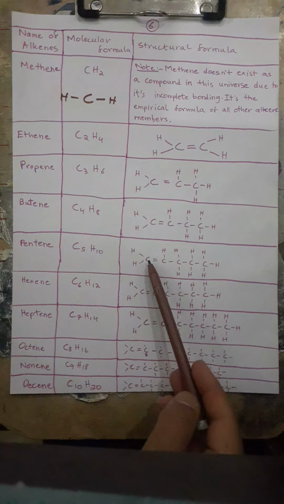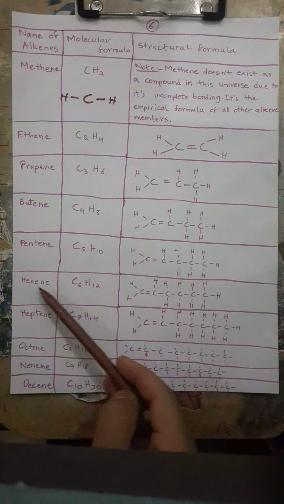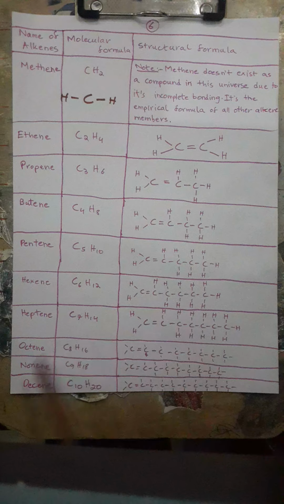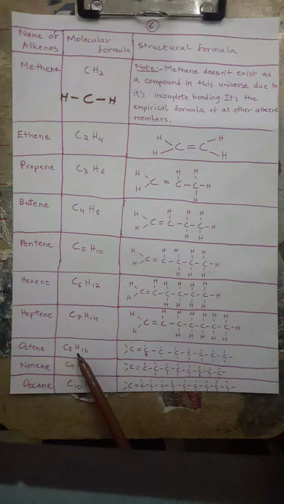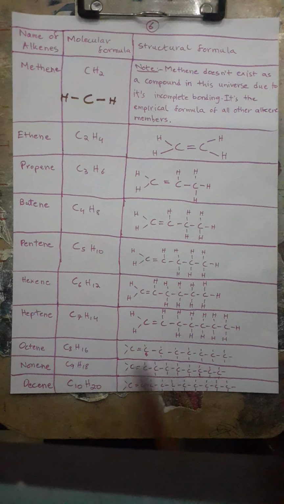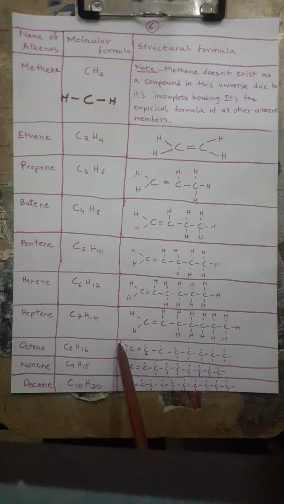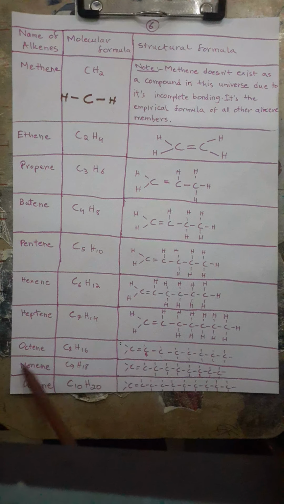Pentene C5H10, double bond on the first carbon. Here's the structure. Hexene C6H12, here's the structure. Heptene C7H14, here is the structure. Octene C8H16, this is the structure. And here there are hydrogen atoms attached to these carbon atoms. And nonene C9H18, decene C10H20, and here is the structure. You must also draw it on your notebook by yourself.